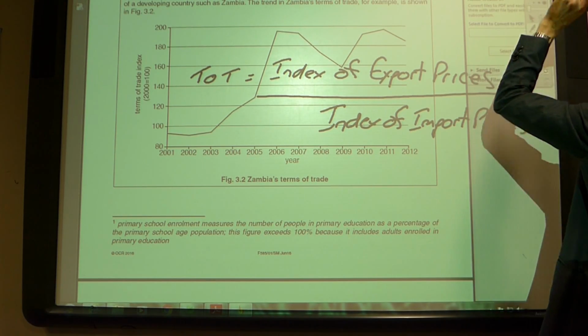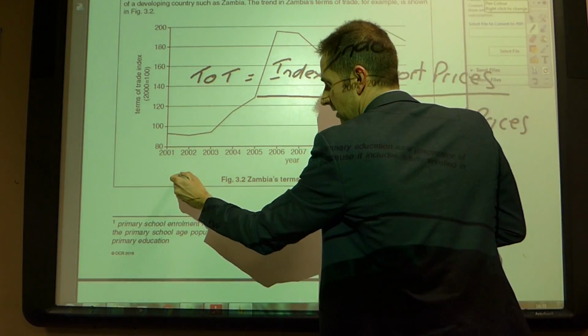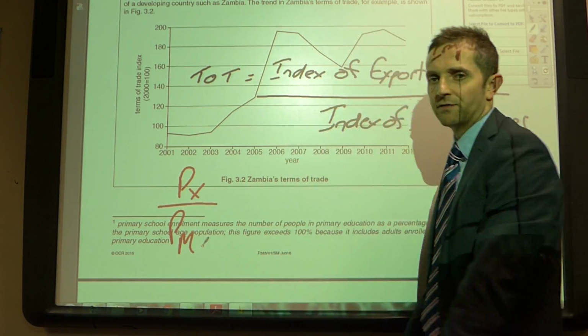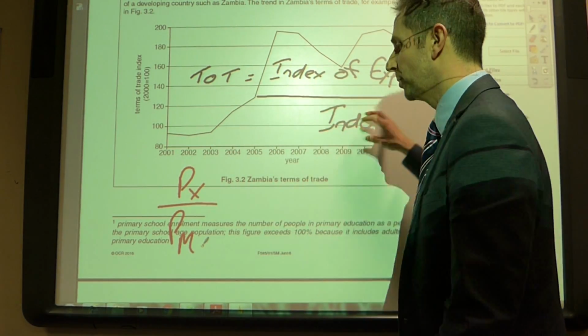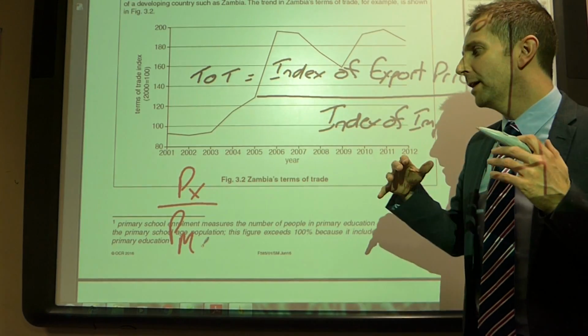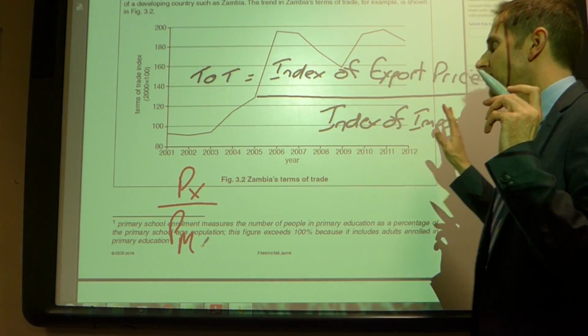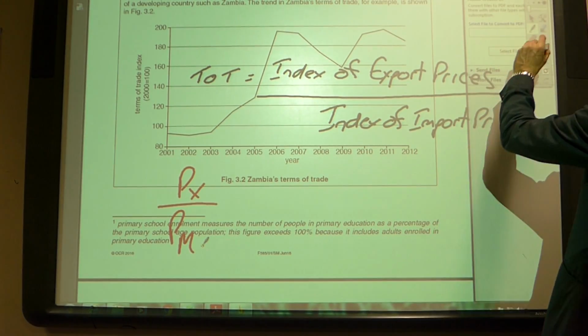Now, ladies and gentlemen, I like to abbreviate that, so we simply have PX, price of X, over the price of M. In the exam, obviously, write it in full, but for my own theory and understanding, this is the way I like to understand it and to be able to explain it in simple terms.